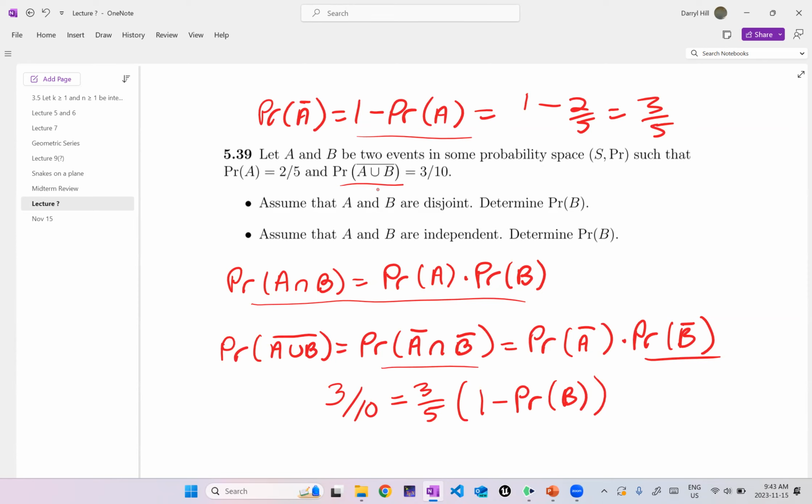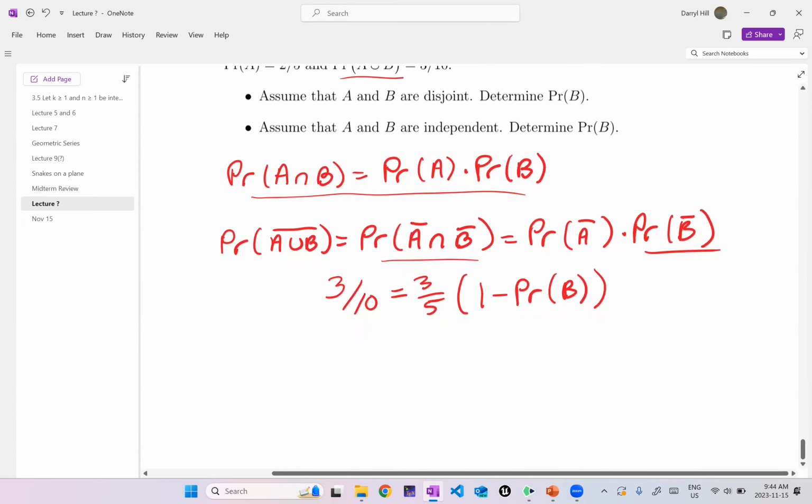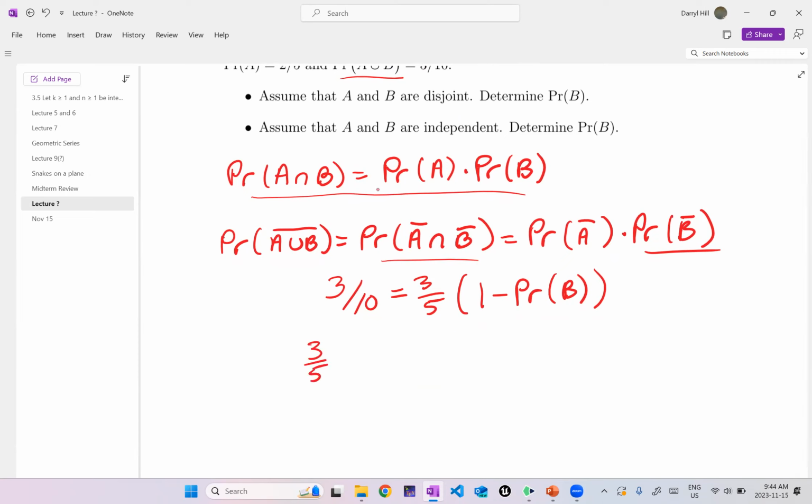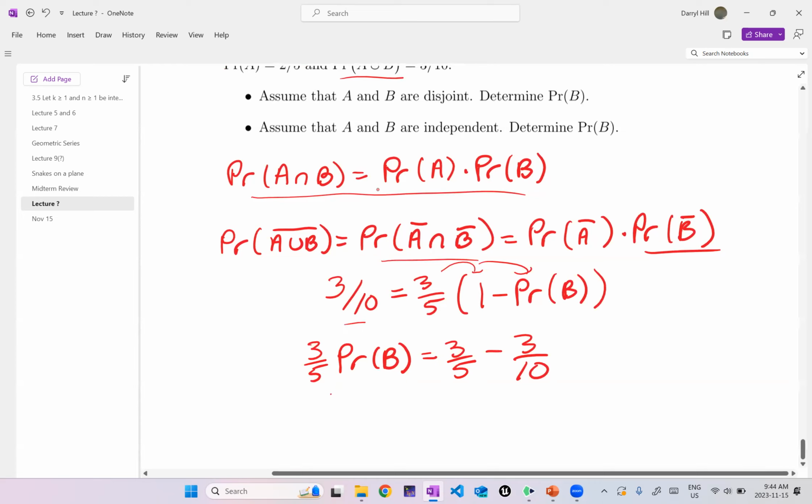Okay. And now I'm going to just distribute the 3/5. And let's see, what do I get here? That's a minus. Good grief. So 3/5 probability of B equals 3/5 minus 3/10. I hopefully didn't make any mistake there. But yeah, I just distributed 3/5 over these two. I moved the negative 3/5 probability of B to the left-hand side, and I moved the 3/10 to the right-hand side.